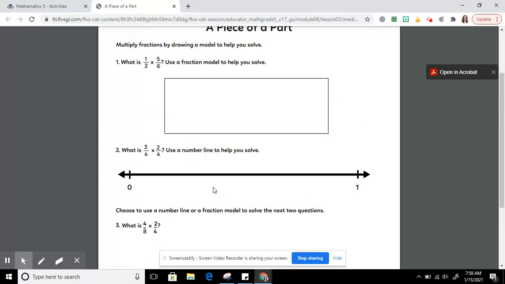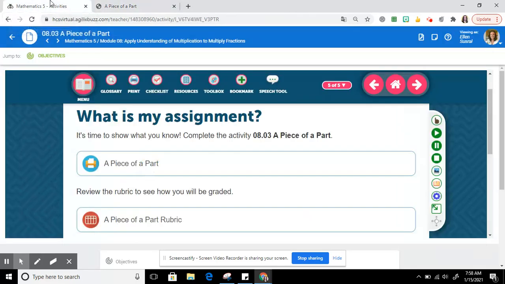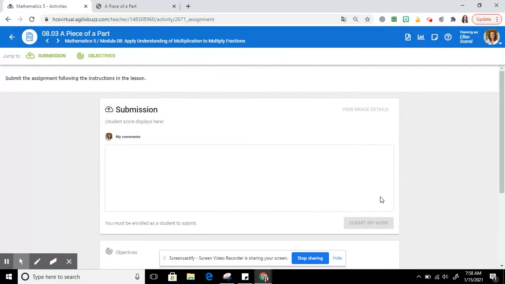And also don't forget to do 1 and 2. Don't leave those blank. You can use mine to complete 1 and 2, but they still do need to be done. When you're completed with your worksheet, you're going to go to the next activity. You'll click on that blue plus button and attach that worksheet.